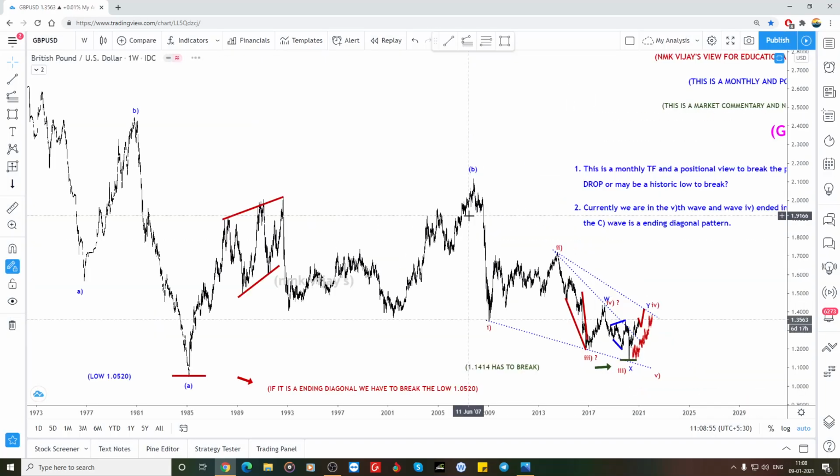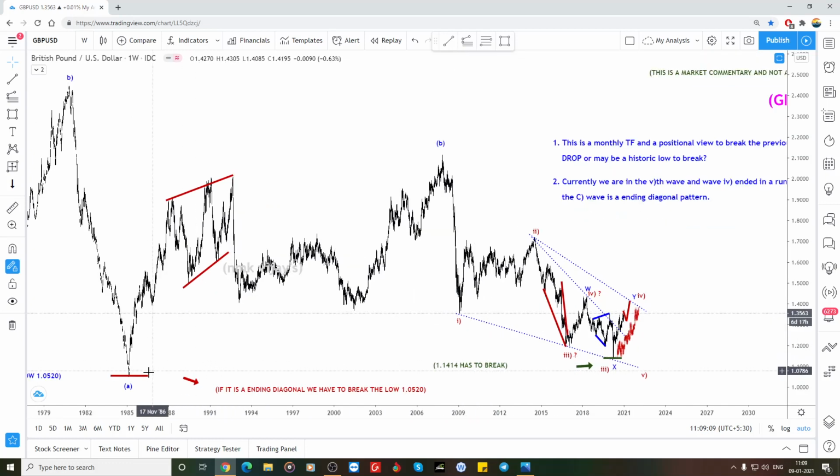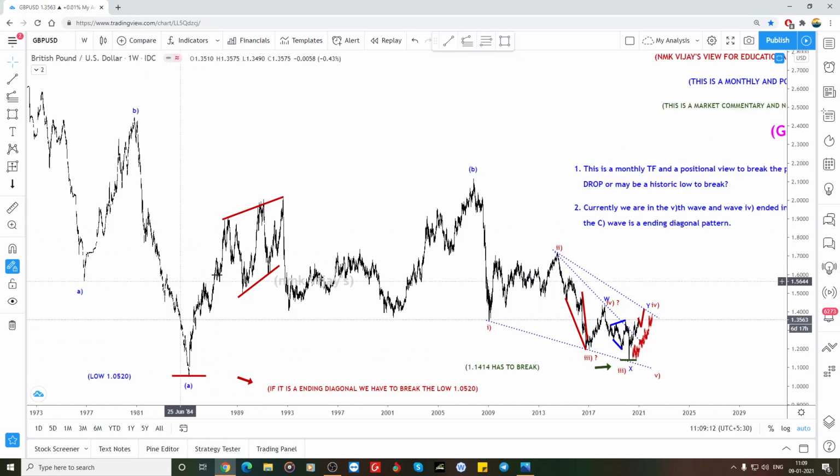This is my historic chart and I have already done an analysis and already shared that in YouTube. So you just go for that analysis, the historic one from 1971 to 2020, which I posted in December. In that I have explained all my positional views. So first of all, if it is A, we are in the B, whether the B is completed here or it is going to complete as a C wave.